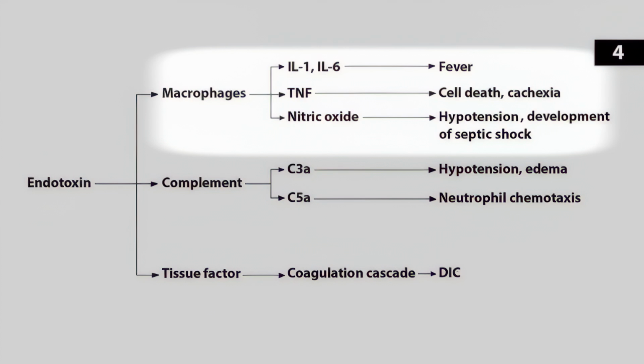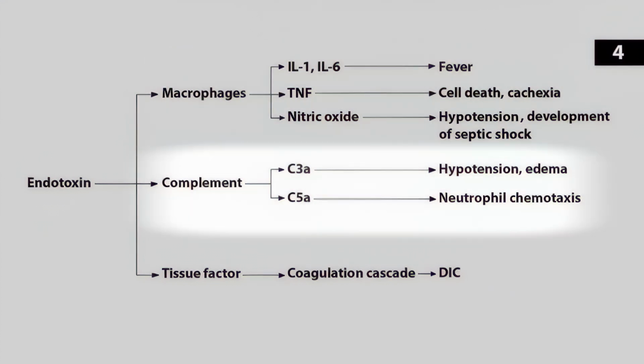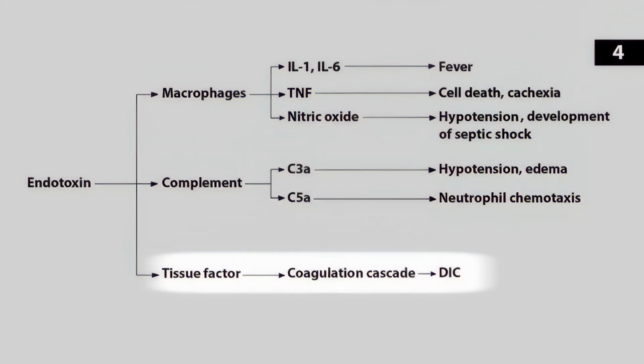Okay, so what else does endotoxin do? Well, endotoxin activates the complement pathway, increasing levels of C3a and C5a. C3a can mediate the release of histamine, leading to vasodilation again and increased vascular permeability, resulting in hypotension and edema. C5a, on the other hand, affects neutrophil chemotaxis. And finally, endotoxin activates tissue factor, which will in turn activate the coagulation cascade. And this is why we see disseminated intravascular coagulation, or DIC, with gram-negative sepsis.